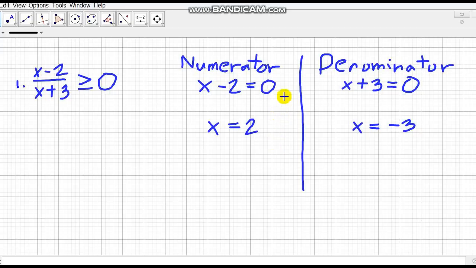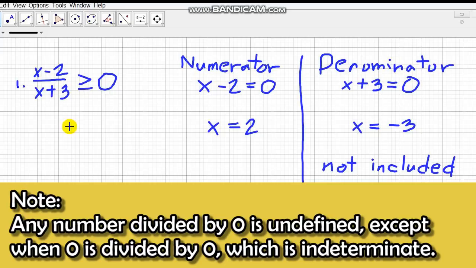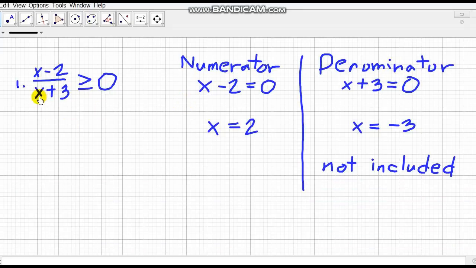Now, let's identify whether these critical numbers are included in our solution or not. For the denominator part, these are always not included in the solution set. Why so? Because if the denominator becomes 0, then the fraction becomes undefined. Remember that a fraction is undefined if it's a number over 0. Any number divided by 0 is undefined. So we will not include solutions which make the fraction undefined. So x equals negative 3 is not included.